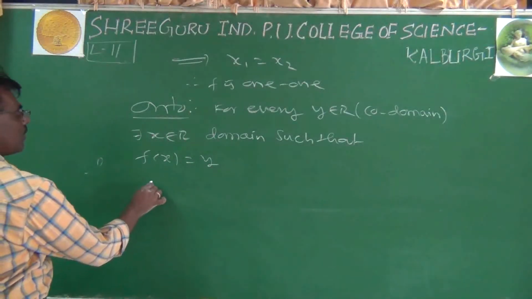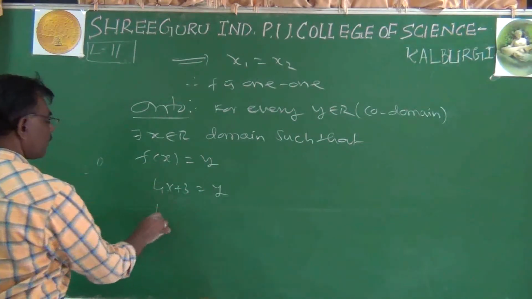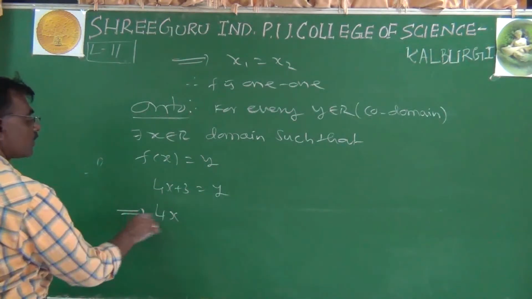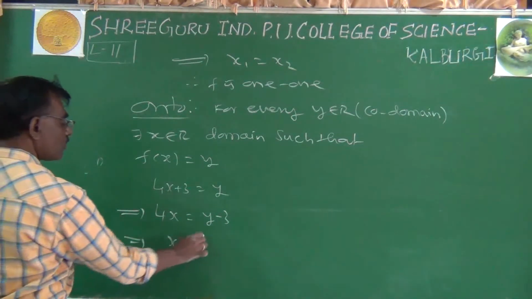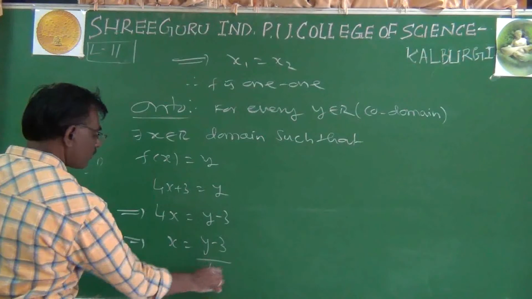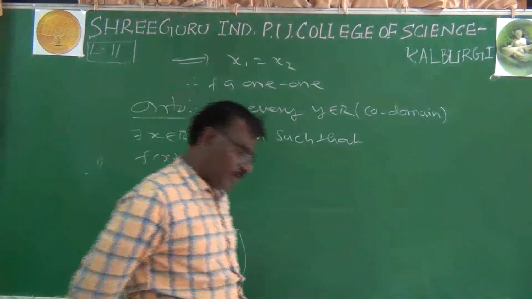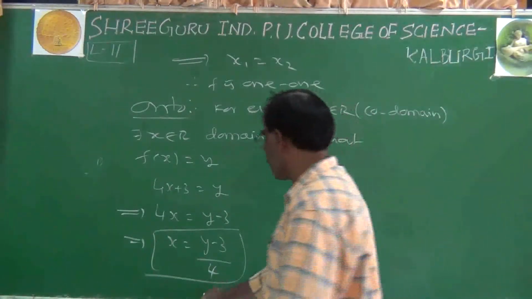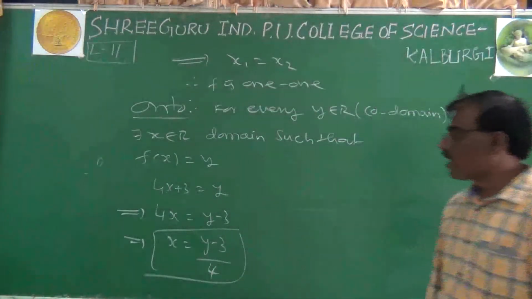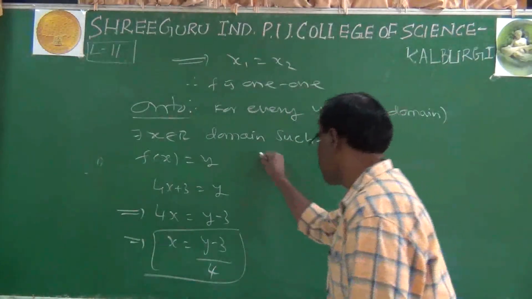So what is f of x? 4x plus 3 equal to y. 4x equal to y minus 3. So what is the x value? y minus 3 by 4. So the x value is in terms of y only. So this is onto. So onto, I proved by another method.